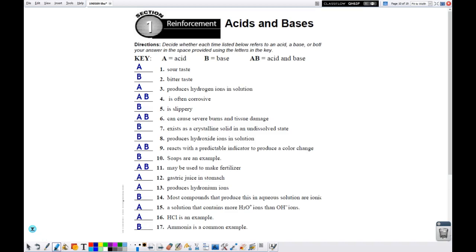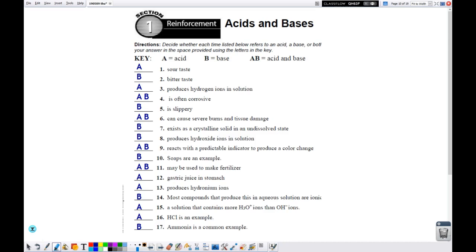Let's look at reinforcement number 1 for acids and bases. In this, you're going to identify each characteristic as A for an acid, B for a base, or AB, which is both acid and base. So if it has a sour taste, it's probably an acid. If it has a bitter taste, probably a base.